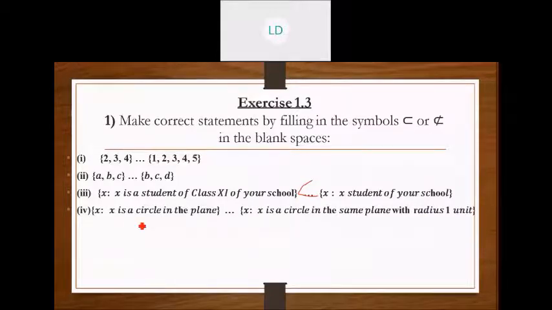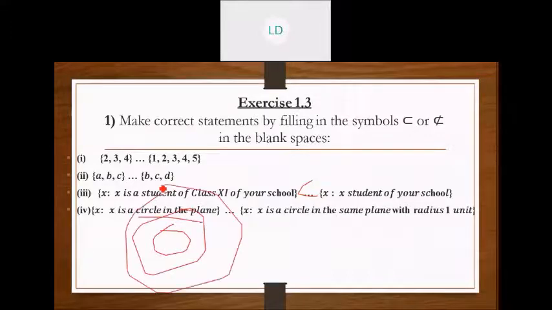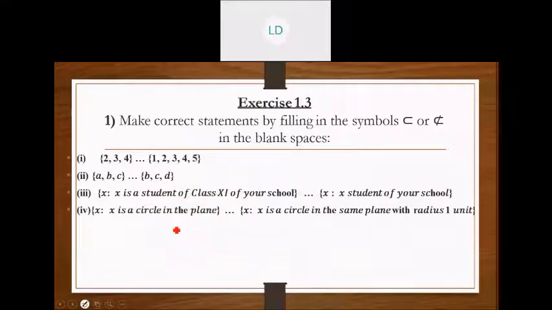So if X is a circle in a plane, it can have one circle like this, 1 unit, 2 unit, 3 unit and so on. All the circles are there. But this contains only circles of radius 1 unit. If the circle of radius 1 unit is there, but all the other circles are not there here, therefore this does not form a subset.